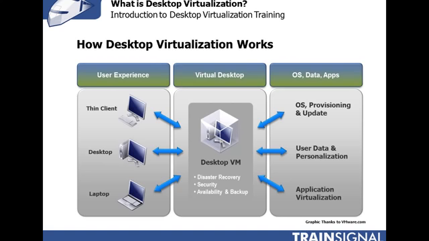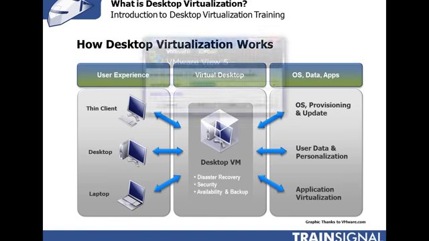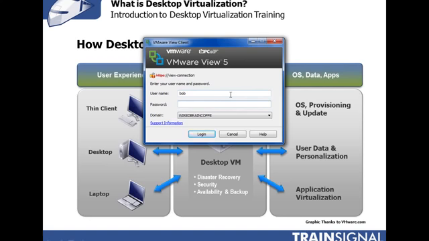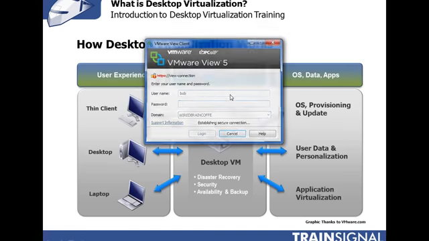So now let me show you what it looks like for an end user to use desktop virtualization. If I bring up my VMware View client, this is just a small client I installed on my local laptop computer. The connection server was automatically populated here at installation. I'll just click connect. Just like the typical desktop PC here, I'm prompted for my Active Directory username and password. I'll log in as Bob.